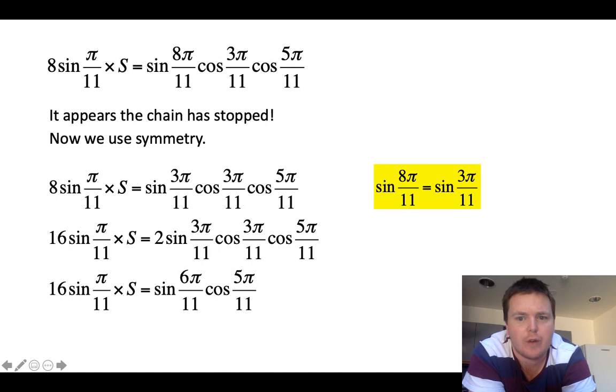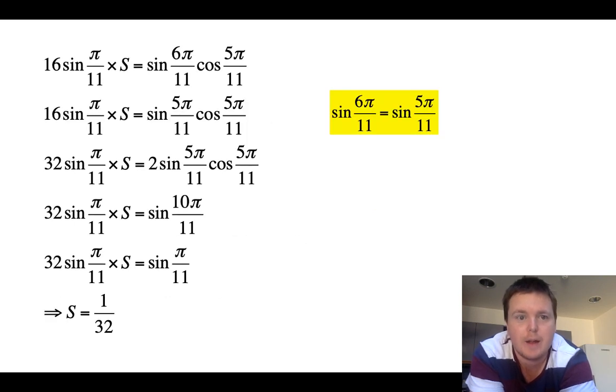But sine 3 pi over 11 is the same as sine of 8 pi over 11 because of the symmetry of the sine function. So we can turn the sine 8 pi over 11 into sine 3 pi over 11, and then we can play the same game again. Double both sides, so we've got a factor of 2. Use a double angle formula. Again, it looks like the pattern stopped when we get to 6 pi over 11 for the sine and 5 pi over 11 for the cosine.